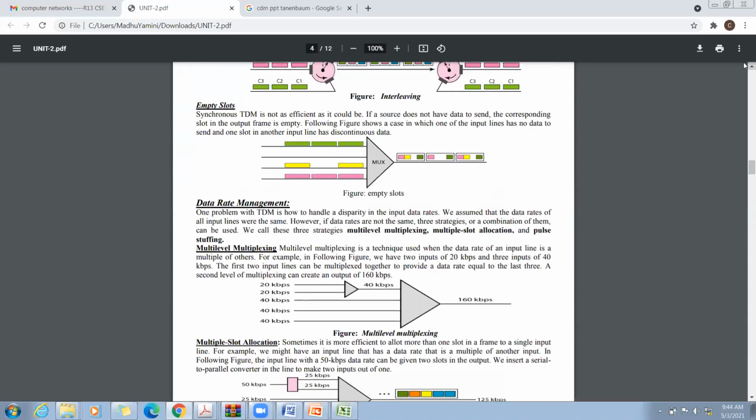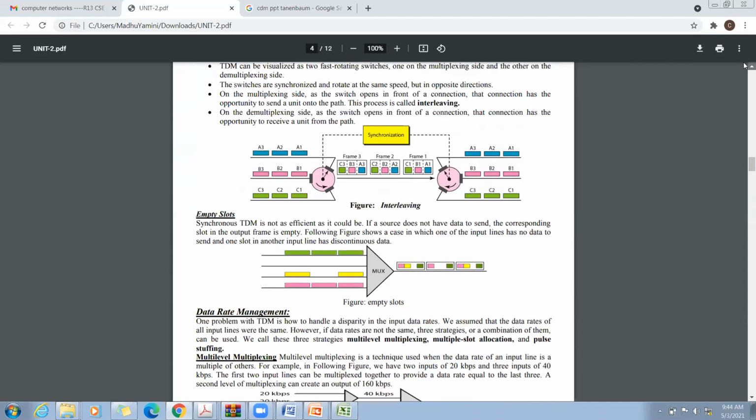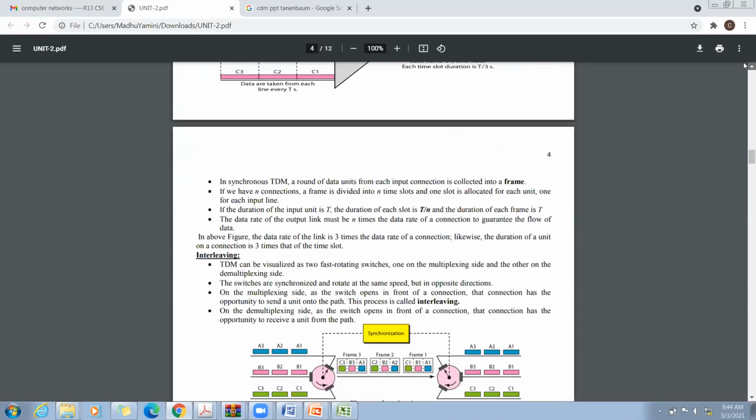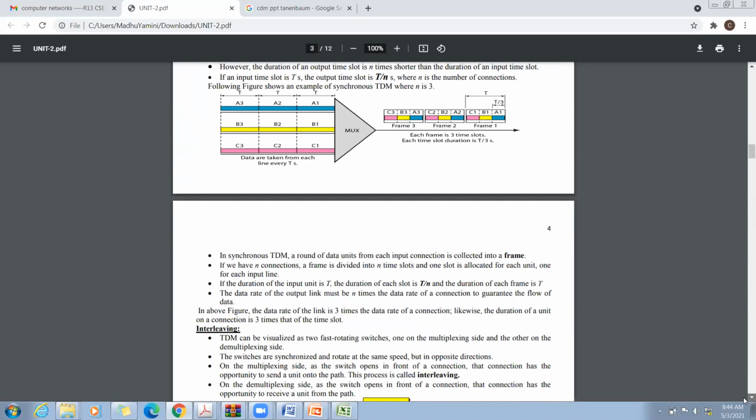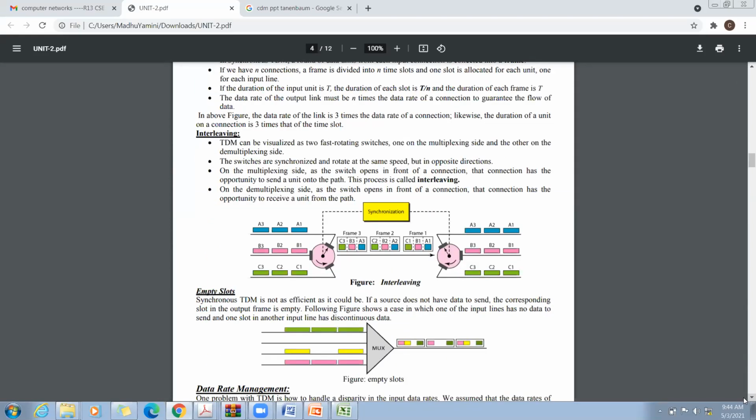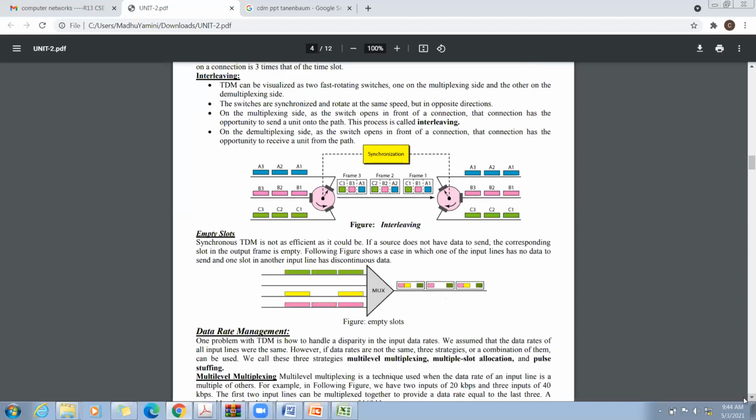Yes. The next one is, we have completed synchronous. Next one is, you need to know the interleaving process. Interleaving process means we have two sides, multiplexer side and demultiplexer side. Okay, hope you understand. I already told you sender side and receiver side. At multiplexer side and demultiplexer side, we need to have a synchronization.